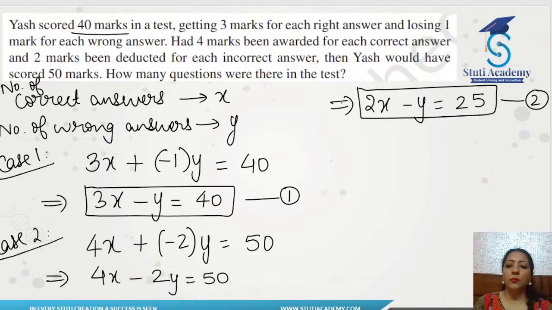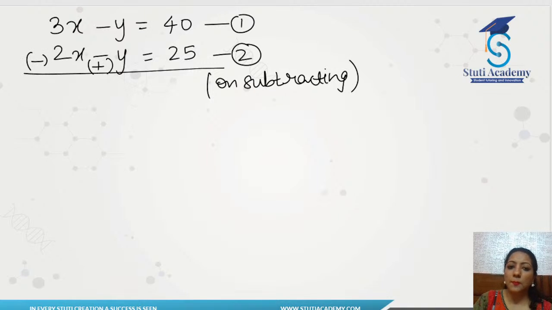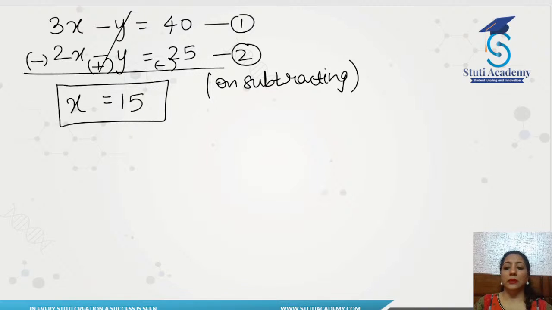We will eliminate y because the coefficients of y are already the same. So we'll subtract. When we subtract, the signs here will get reversed. This will become minus, this will become plus, and this will become minus. So you can eliminate this. Minus y plus y will give you 0. 3x minus 2x will give you x. 40 minus 25 is going to give you 15. So here we have x is equal to 15. That means we have x number of correct answers given by Yash.